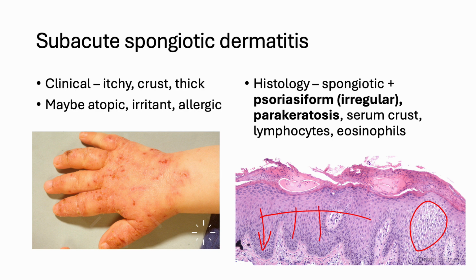But this psoriasiform is not the regular psoriasiform hyperplasia. That is in contrast to the psoriasis. We will talk about that later. And because of the very high turnover time, you will see those retained keratinocytic nuclei, which is the parakeratosis. And because of the fluid, there can be some serum as well inside of the crust. So this is the subacute dermatitis.